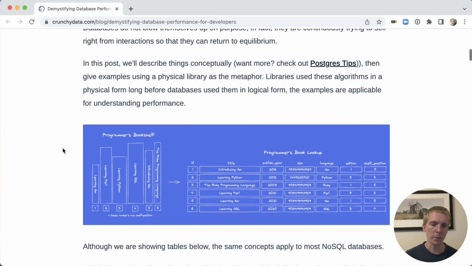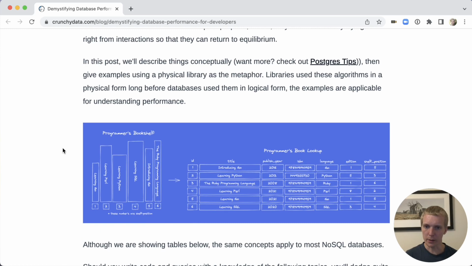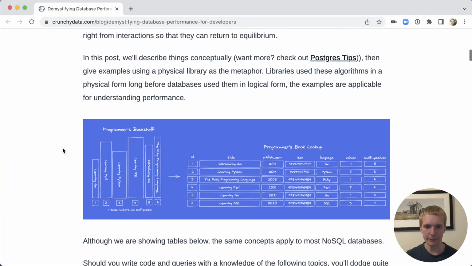Christopher uses the example of a library in this blog post. When you look at a programmer's bookshelf, for example, you have, in this case, 6 books. You have Learning Go at position 1, Learning SQL at position 4, and such. The most basic thing you can do to organize your bookshelf is to assign each book a number. Then in a separate data structure, you can say, here are my books, here is each book's ID, here's its title, here's its publish year, its ISBN, and such. This is the most basic example of a table.